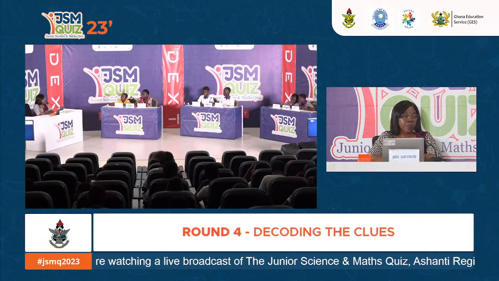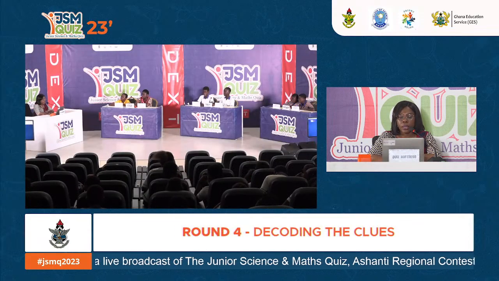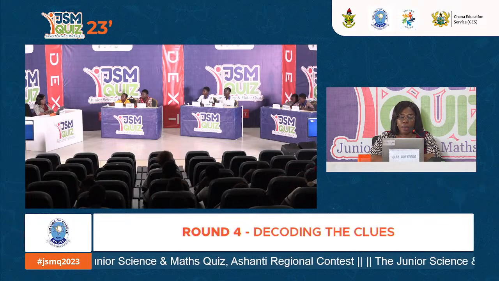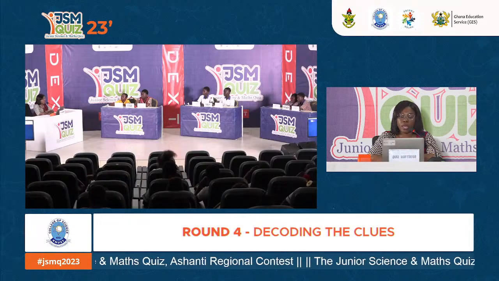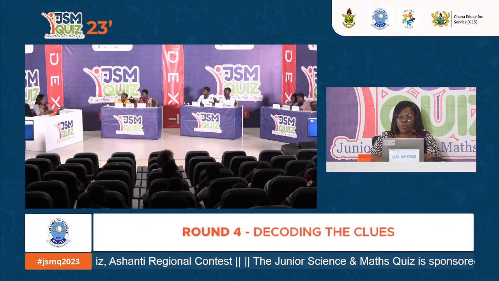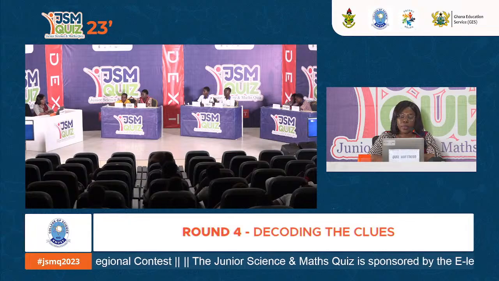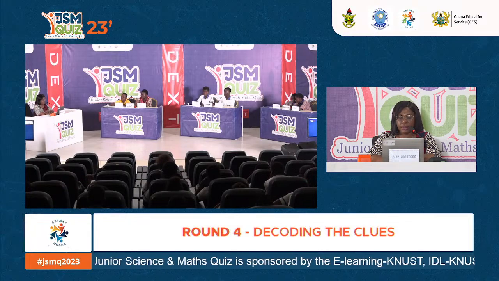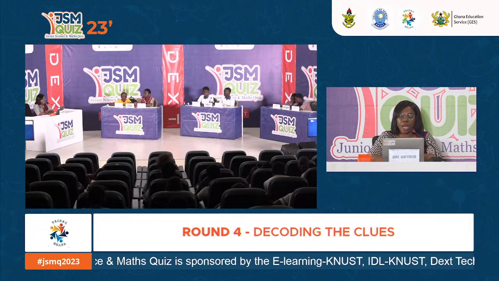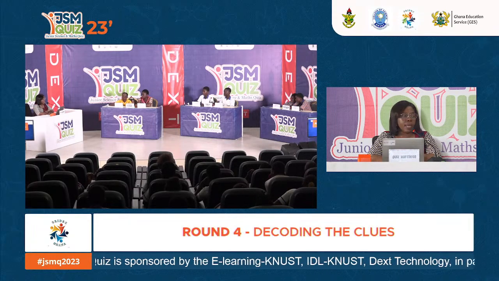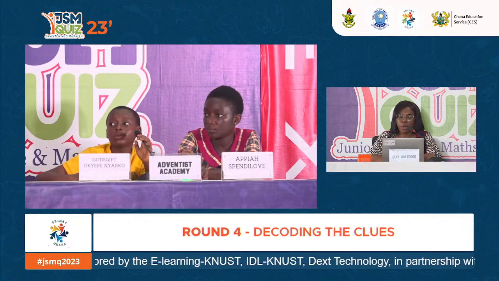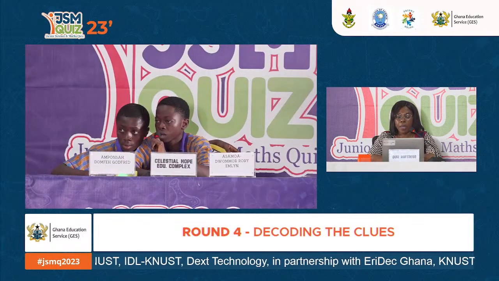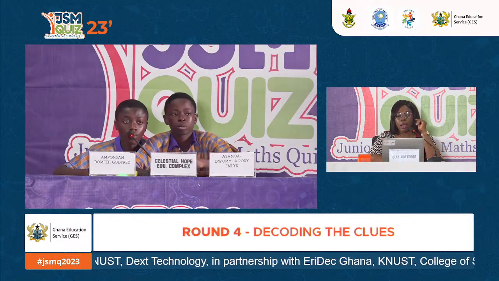Set 3. I am a physical quantity. My concept is crucial in the field of fluid dynamics. You often find me in the study of gases and liquids. I am a measure. Adventist Academy. Volume. Volume is not correct. Celestial Hope. Pressure. Pressure is correct.